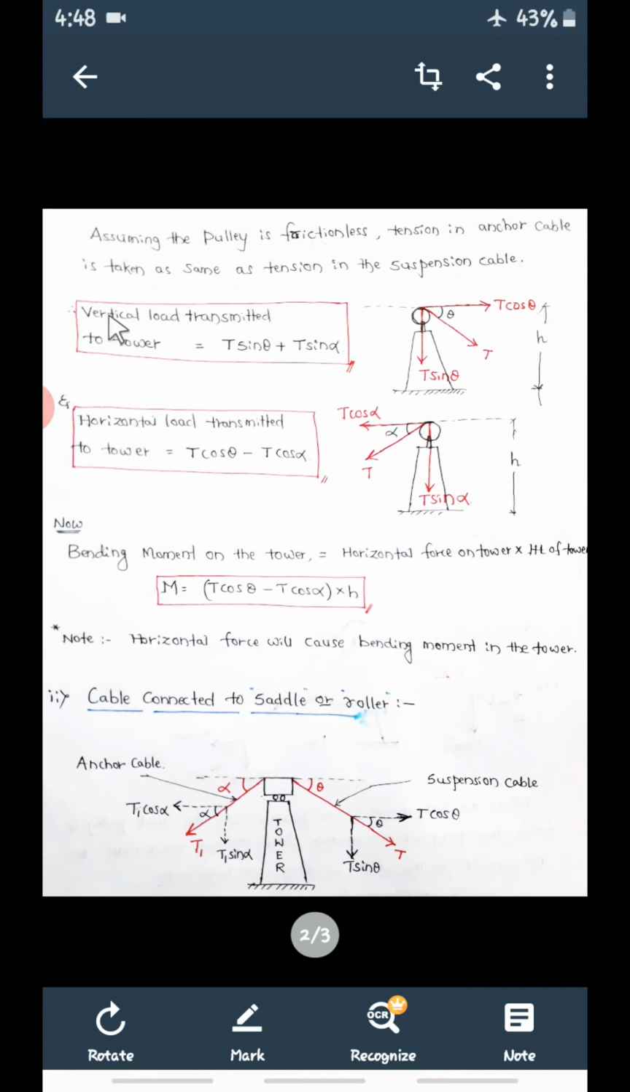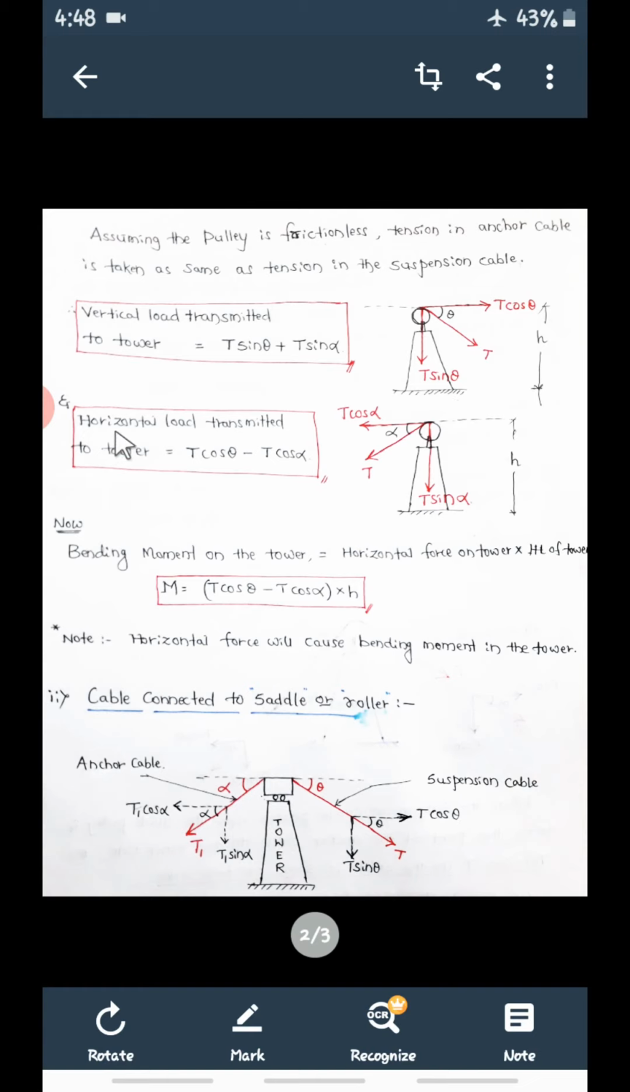Now therefore, what is the total vertical load transmitted to the tower? From this it is T sin theta, and from this it is T sin alpha. So on the tower, because of the suspension cable and anchor cable, the vertical load is T sin theta and T sin alpha. Both are in the same direction, downward. We can take plus, that is T sin theta plus T sin alpha. This is the vertical load to the tower.